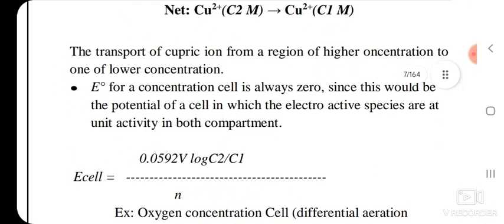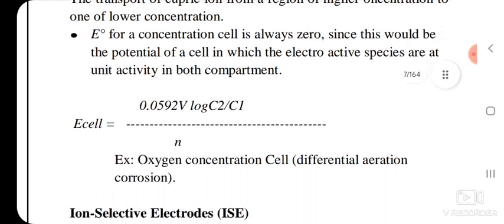The transport of cupric ion from a region of higher concentration to one of lower concentration. E0 for a concentration cell is always 0, since this would be the potential of a cell in which the electroactive species are at unit activity in both compartments.